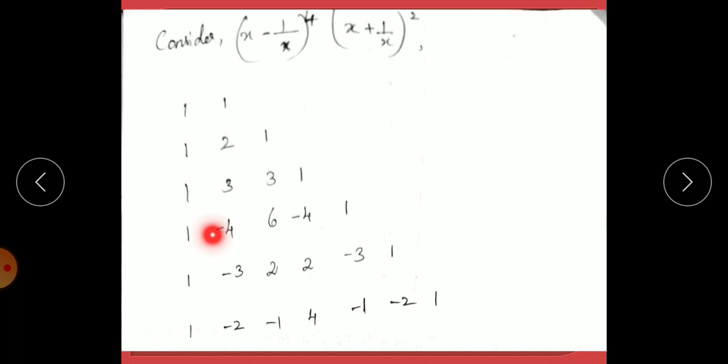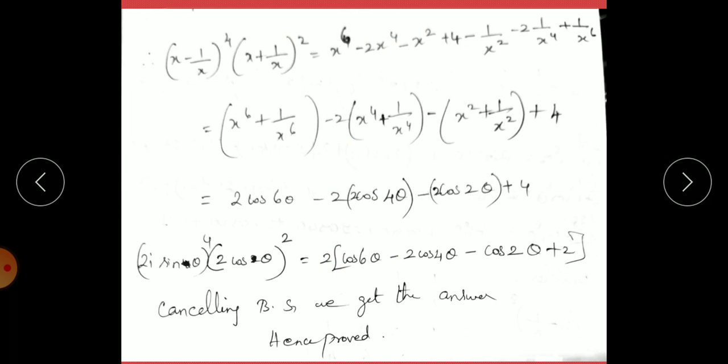So 1 minus 4 is minus 3. Minus 4 plus 6 is plus 2. 6 minus 4 is 2. Minus 4 plus 1 is minus 3, then 1. Okay. Again 1 minus 3 is minus 2, minus 3 plus 2 is minus 1, then 2 plus 2 is 4, 2 minus 3 is minus 1, minus 3 plus 1 is minus 2, then 1. Okay, now we have to stop at this step, because 1 2 3 4 5 6, total is 4 plus 2 which is 6 only. So 6 steps we have taken, that's it. Okay, now take the last step.